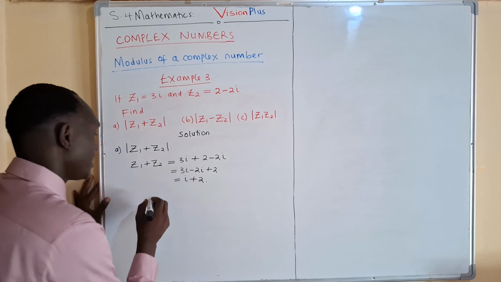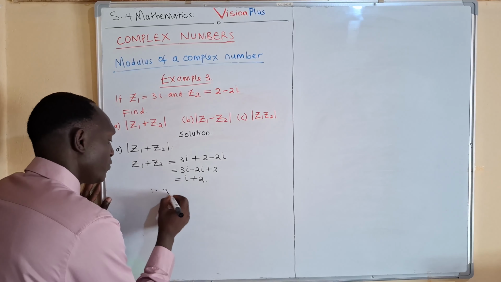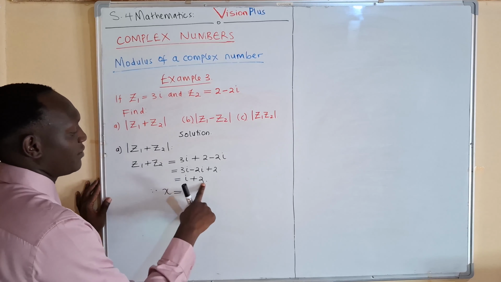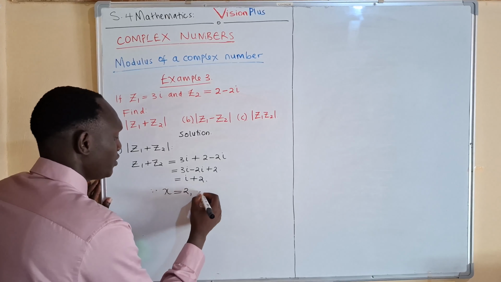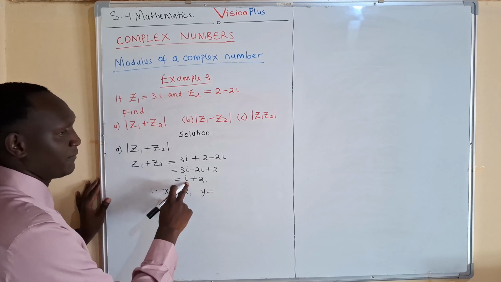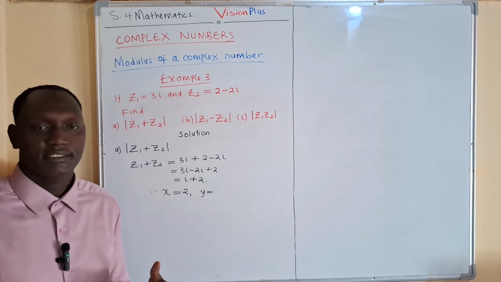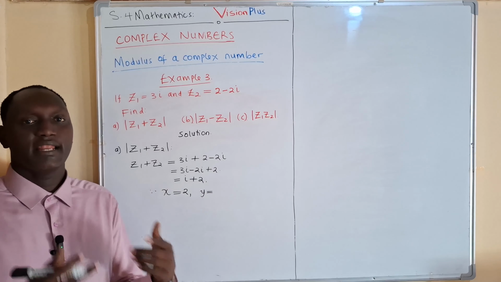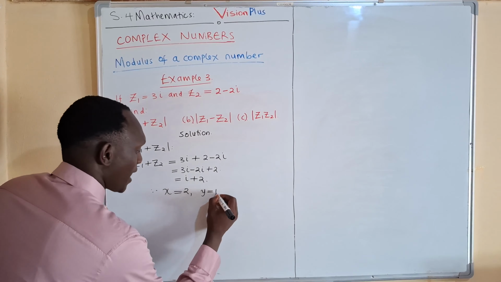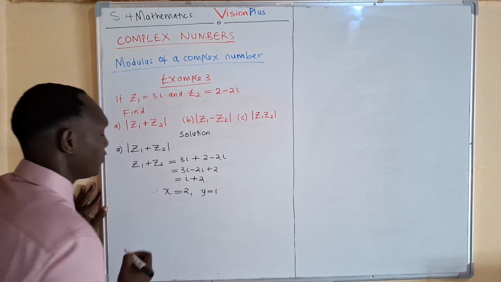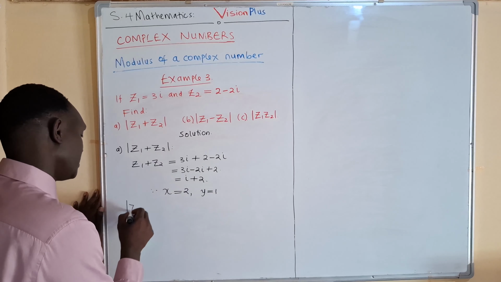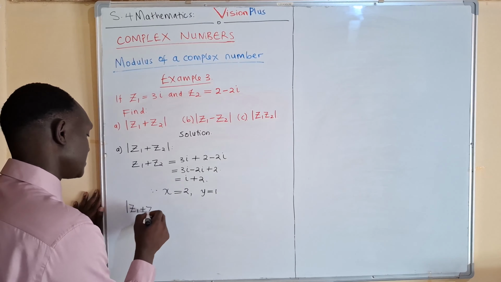Therefore, from here, what is x? x is the real part of the complex number here, which is 2. What is y? y is the coefficient of i, the real number which is attached to the imaginary part, which is positive 1. There is a coefficient of 1 there.